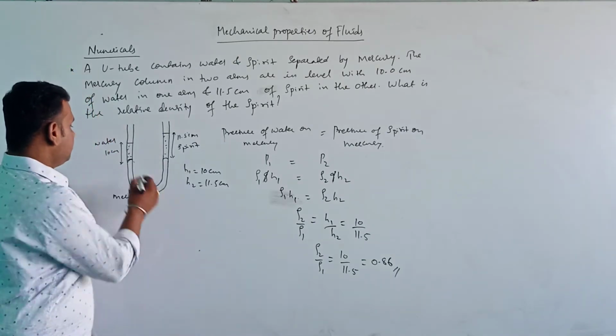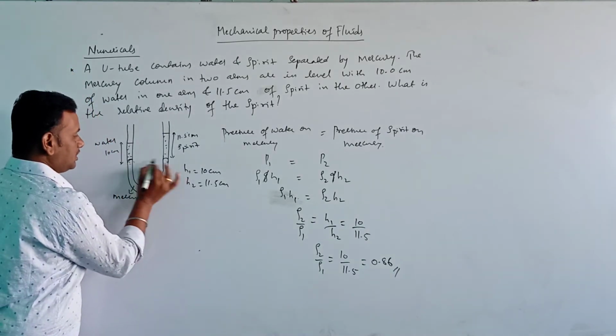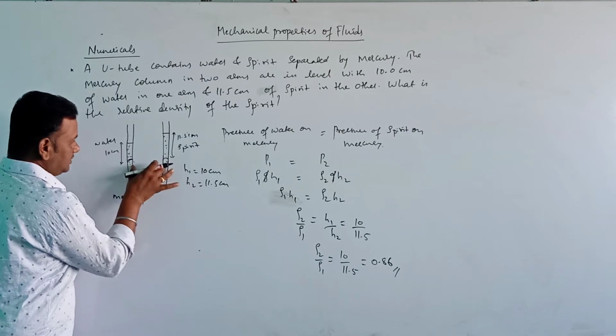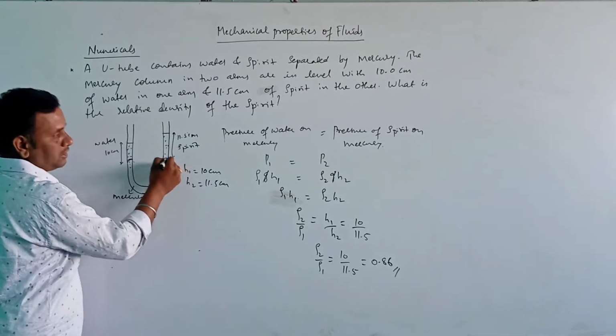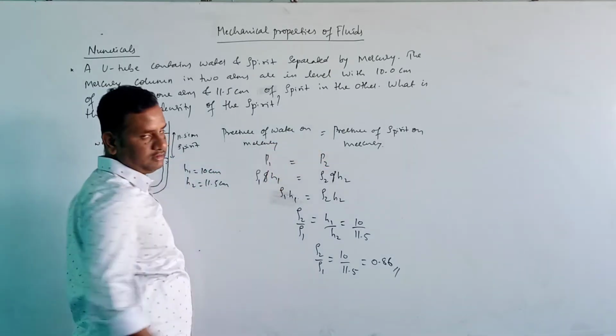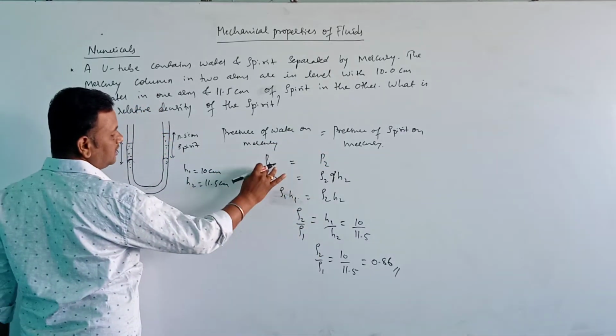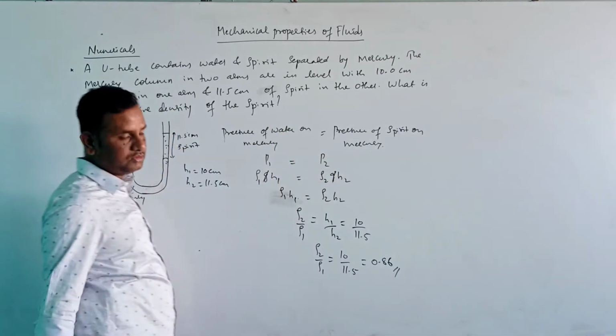So here mercury in both the arms is at the same level. So hence the pressure of water on mercury and the pressure of spirit on mercury will be equal here. Okay. So that's why I have taken P1 is equal to P2 here. Okay. Note down this.